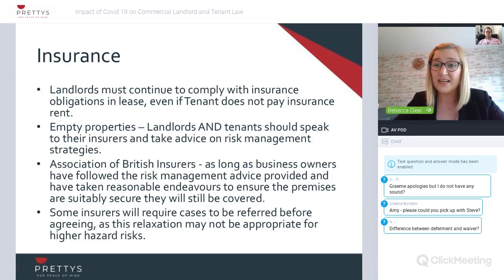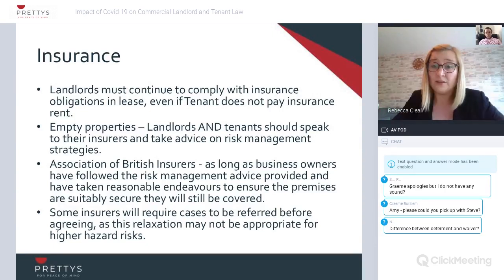So in terms of insurance, obviously notwithstanding the current crisis, most leases, and I say most, will contain an obligation on the landlord to insure the building. Usually, even if it's a lease of whole, sometimes tenants are responsible for insurance, but mostly it's landlords. Unfortunately, even if the tenant doesn't pay your insurance rent, you will still have an obligation to insure the building. So it's imperative that that continues.